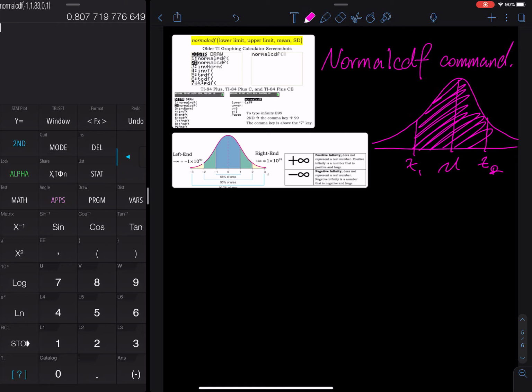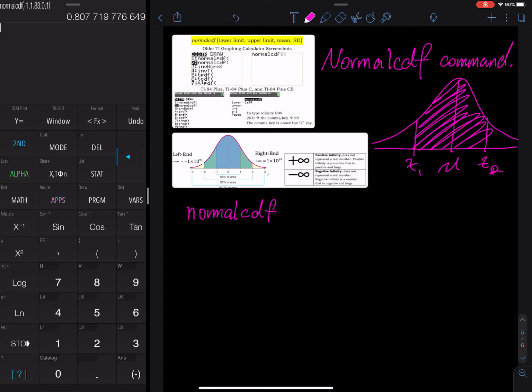You can use the 68, 95, 99.7 rule, but if the Z is off the cut, that rule is no longer working. The method that I am teaching you right here works every single time. So first, you have to use a calculator command. That is called a Normalcdf, normal distribution, cumulative density function.